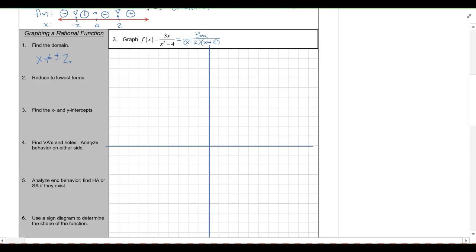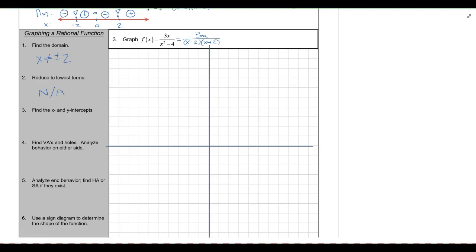Reduce to lowest terms. Well, there's no factors here in the numerator and denominator that cancel, so this step is not applicable to this function. Find the x and y intercepts. This one, you need to understand how to find the x and y intercepts of a function.